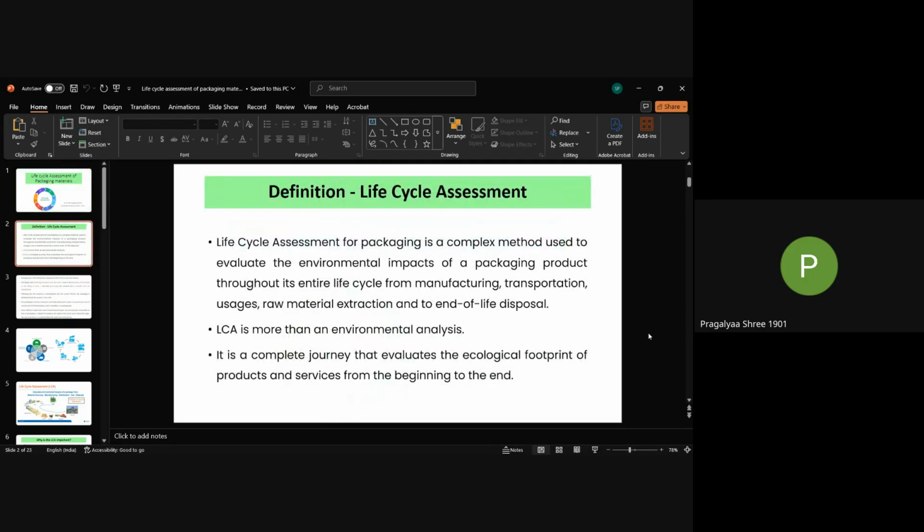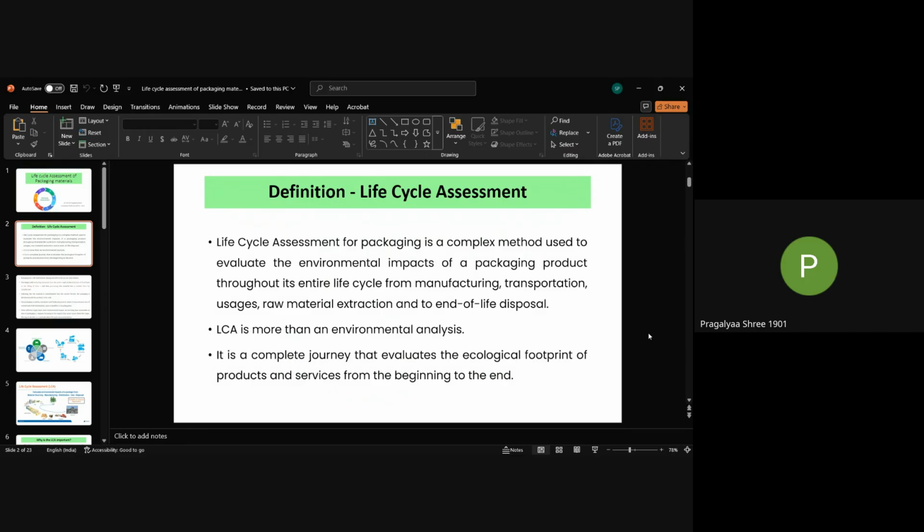First, we are going to study the definition of life cycle assessment. A life cycle assessment for packaging is a complex method. This method is used to evaluate the environmental impact of a packaging product through its entire life, from raw material extraction, manufacturing, transportation, and usage, and finally to end of life disposal. Starting from manufacturing until disposal, it's a complex cycle. What happens during this cycle, we are going to study in the life cycle assessment.